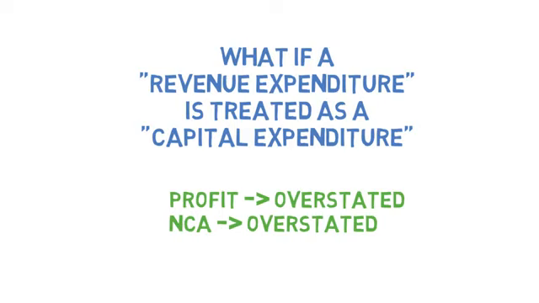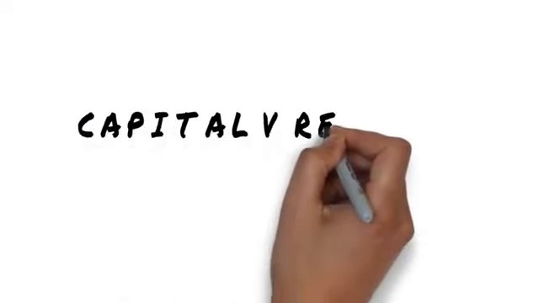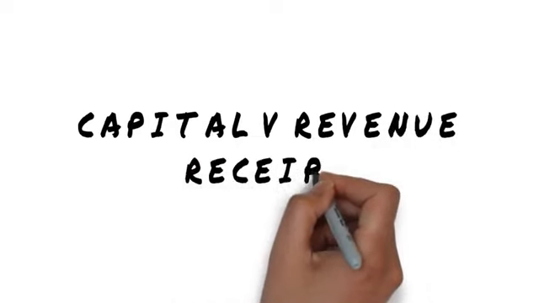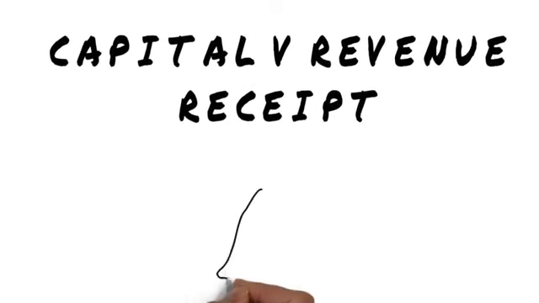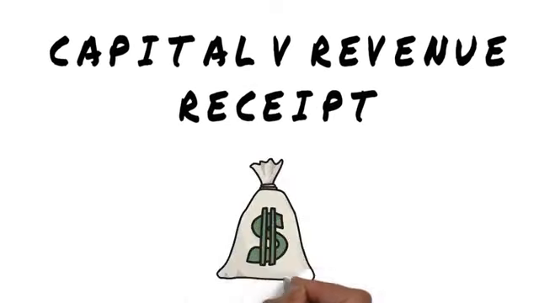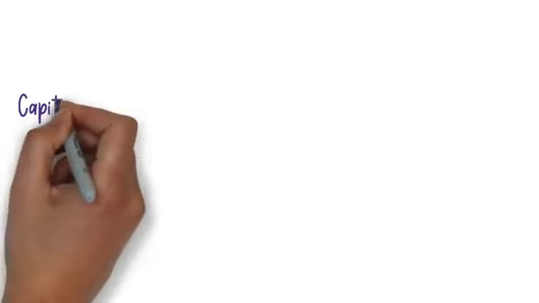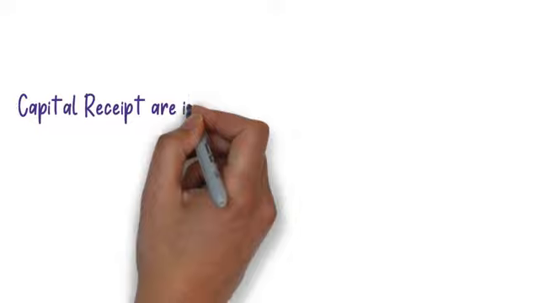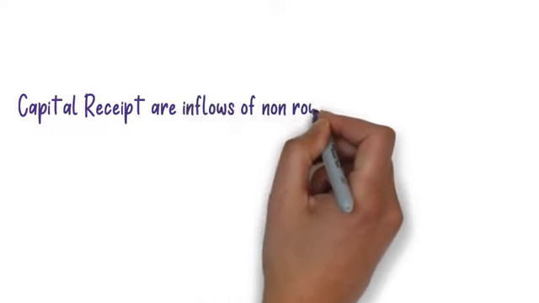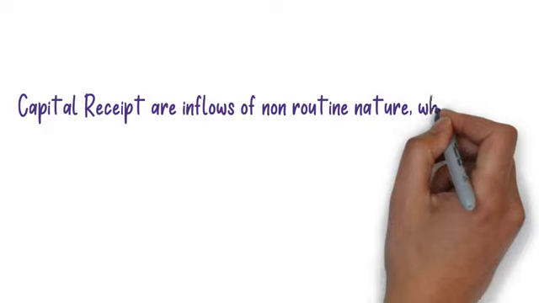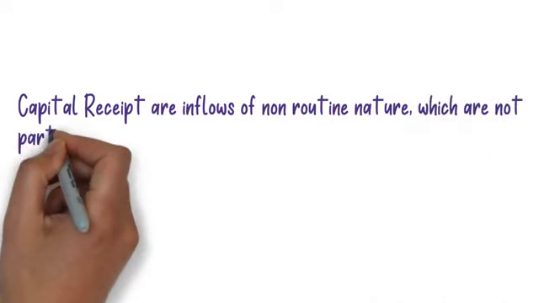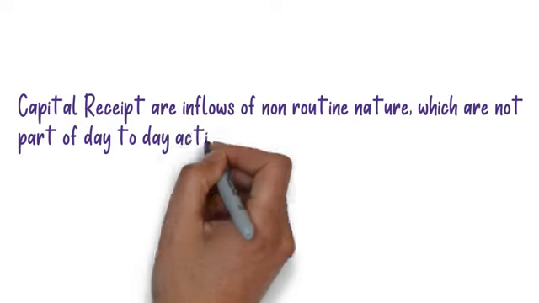Now, if you understood capital and revenue expenditure, let's have a look at capital and revenue receipt. A receipt is basically an inflow of the business, whereas an expenditure was basically an outflow of the business. Now let us discuss what does a capital receipt means. Capital receipts are inflows of the business, obviously because it is a receipt, and they are of non-routine nature, which means we will not expect this money to come in every day or every week, and they are not part of day-to-day activities of the business, because this is something other than day-to-day activities.